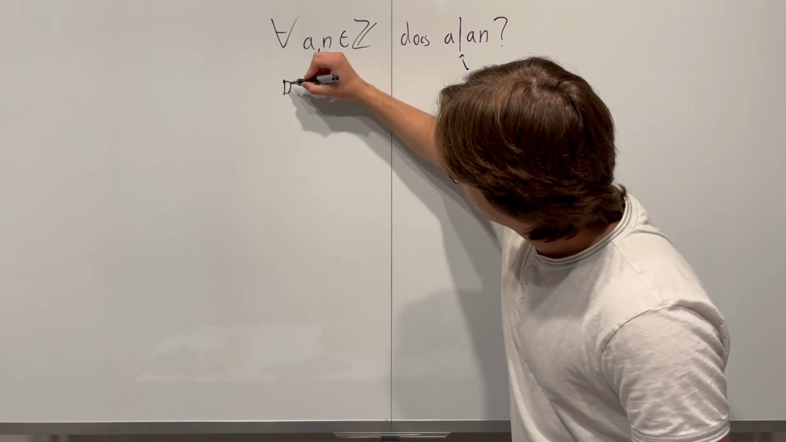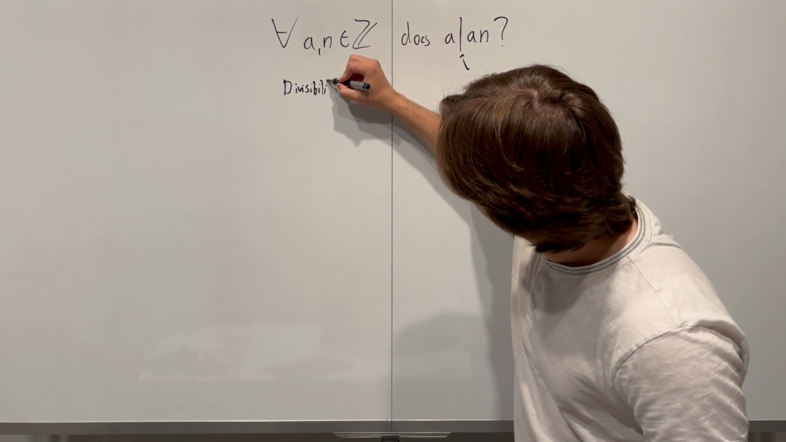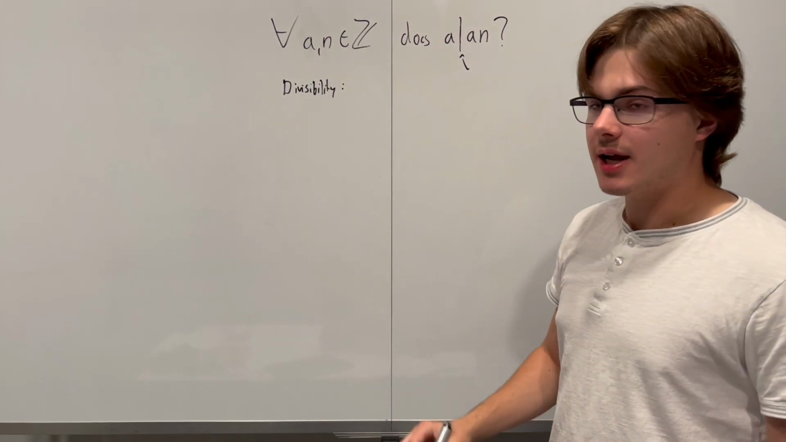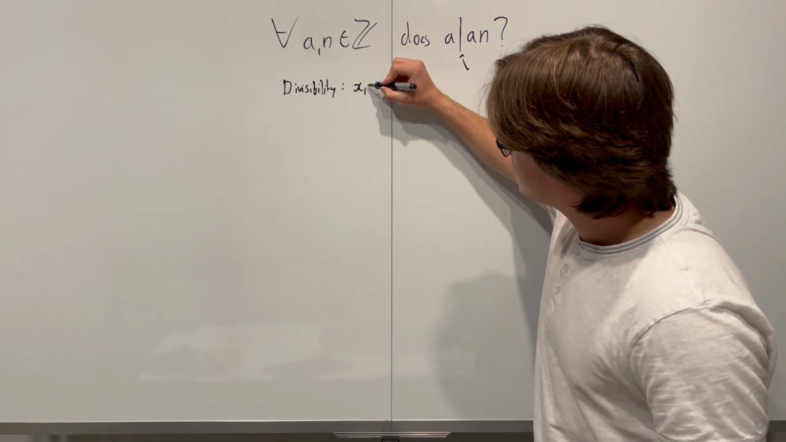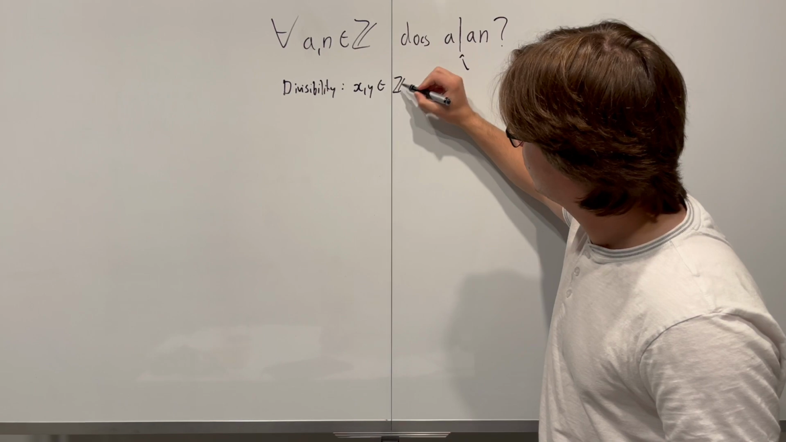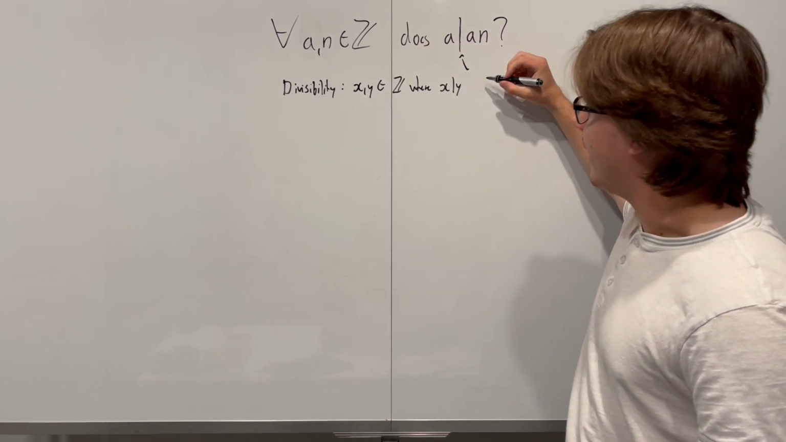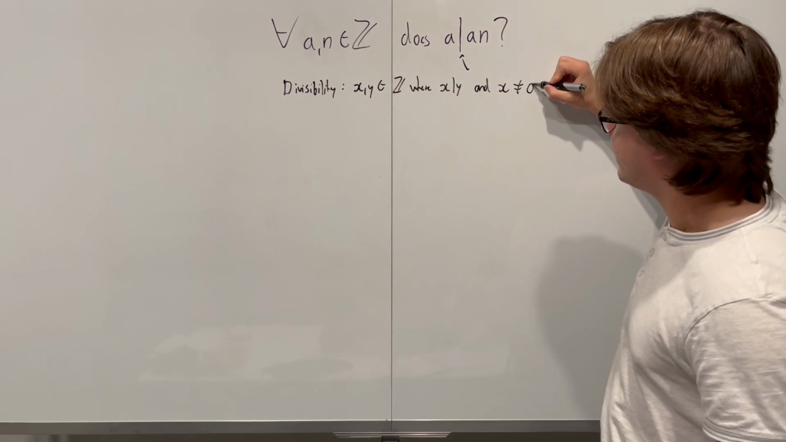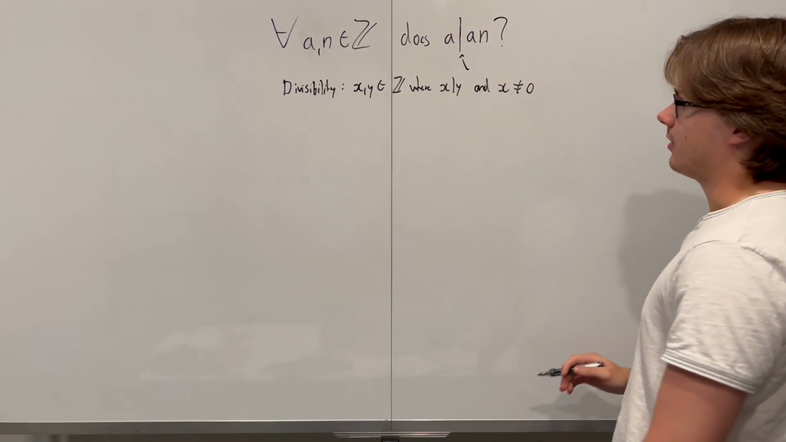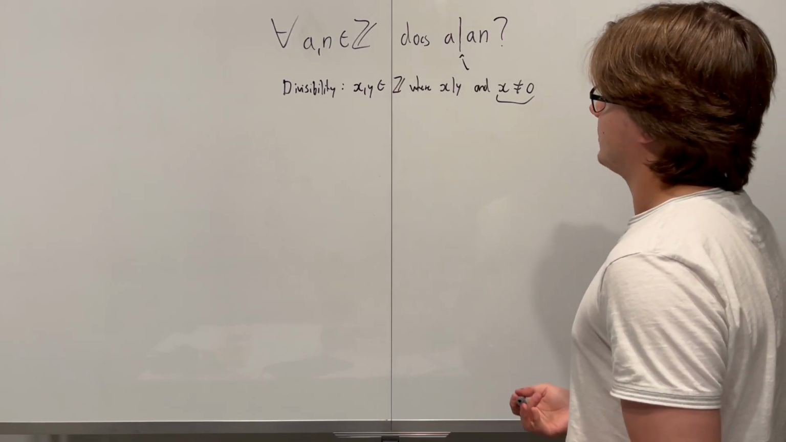So divisibility is defined as that for some integers, let's say x and y, where x divides y and x cannot be 0. Now let's stop for a second. Why did I add this 0? I didn't mention this 0 in any of the examples I used to explain it.